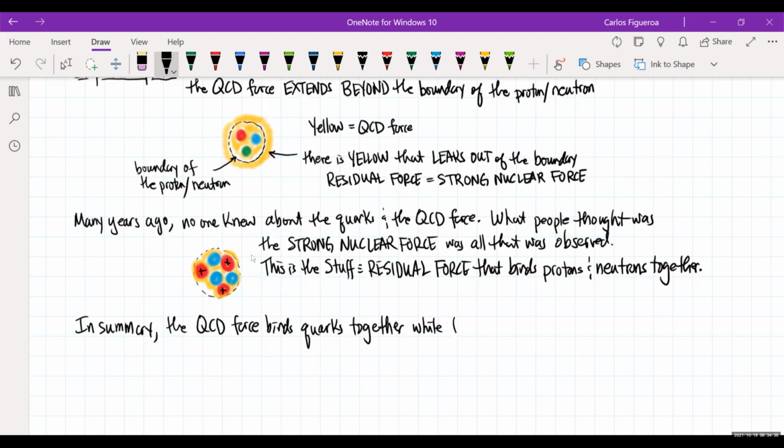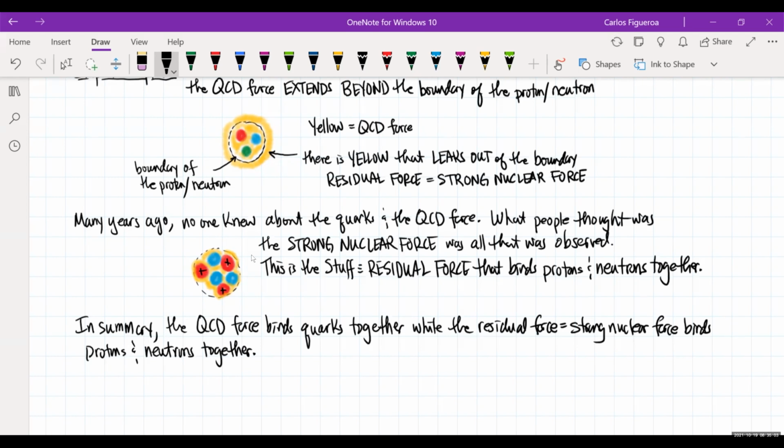while the residual force, called the strong nuclear force, binds protons and neutrons together.